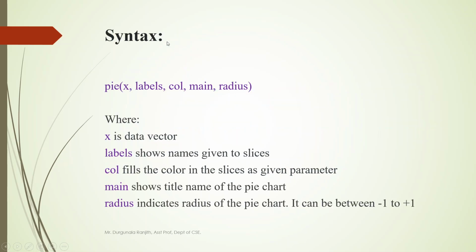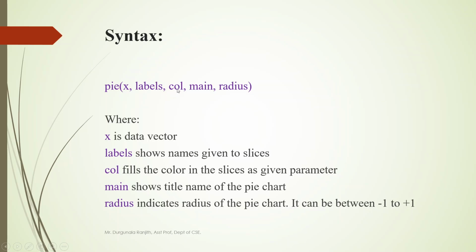Now let us understand the syntax of the pie chart. We create a pie chart by using the pie function, and here we need to pass different parameters. The first parameter is x. X represents the data vector, the data, which could be in numerical form. The second parameter is labels. Labels shows the names given to the slices, the names of the different segments.